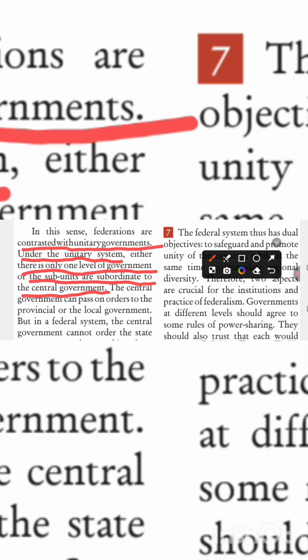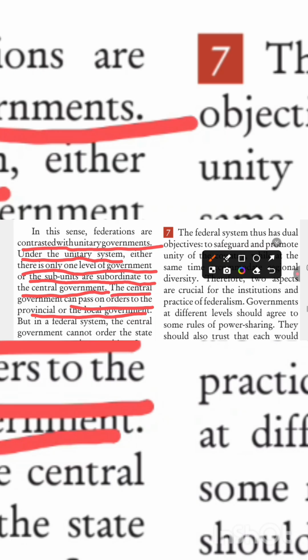That means there are subordinate units. The central government can pass on orders to the provincial or the local governments. So supremacy is given to the central government, and state governments or the other units are just subordinate. But in the case of federalism, you will see exactly the opposite. That's why we are studying the difference between federal government and unitary government. Clear?